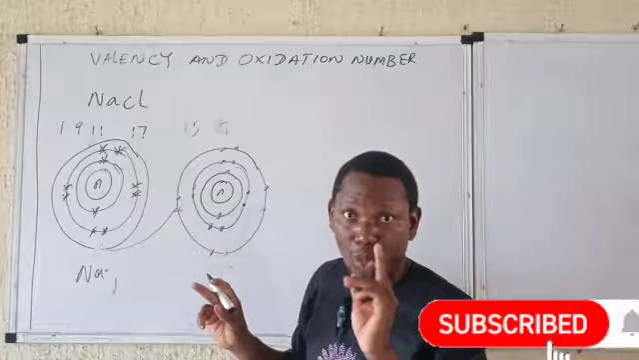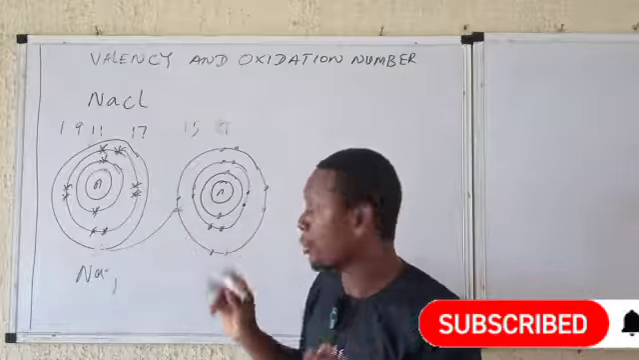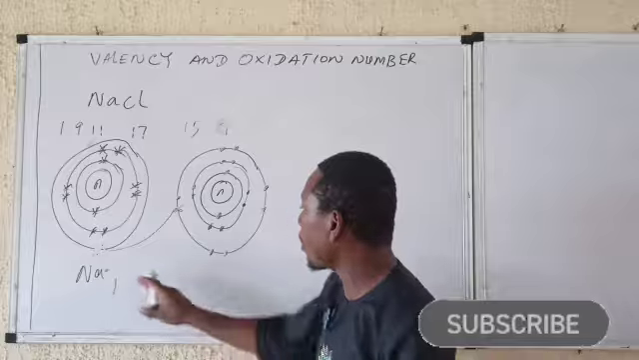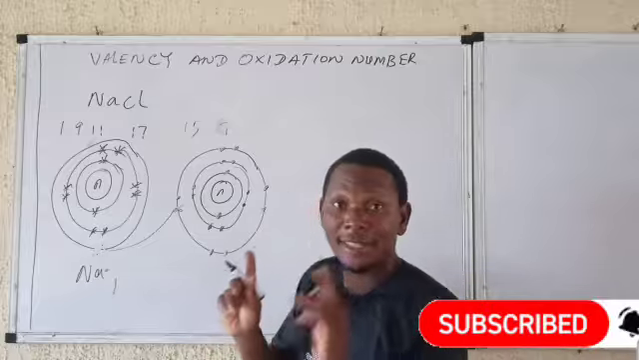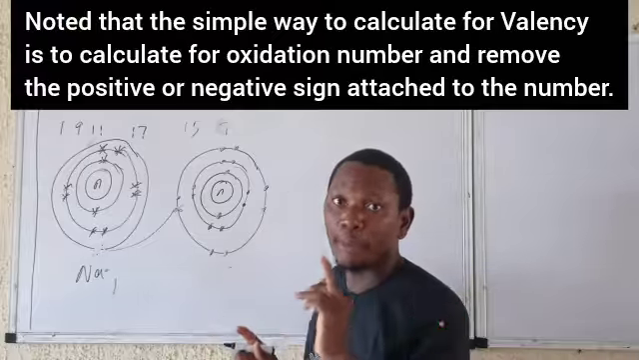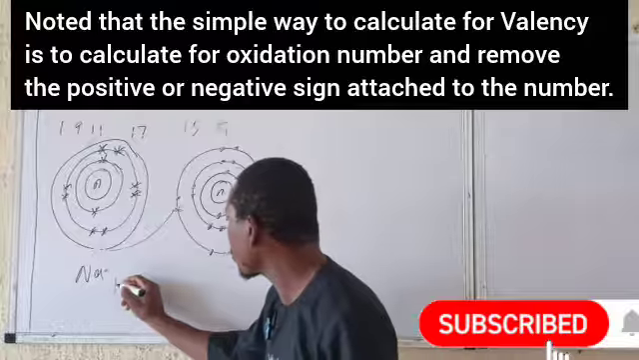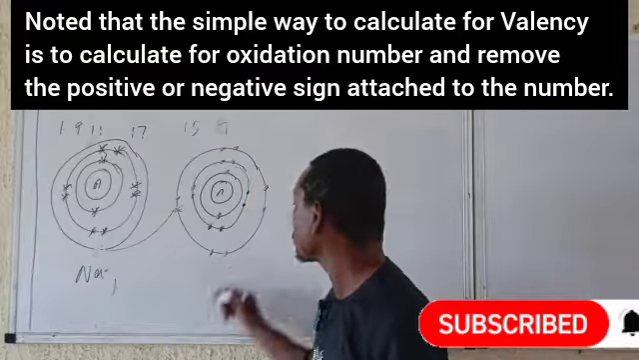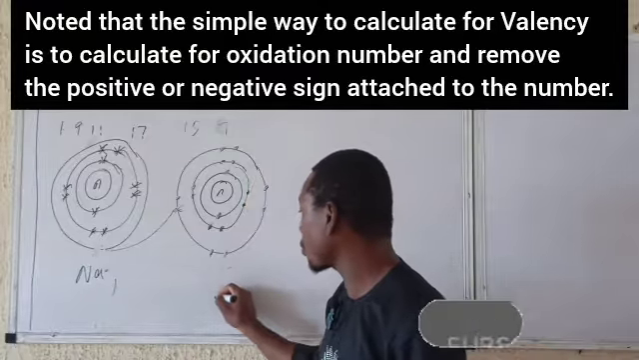Remember, they just lost 1 electron, and this one gained 1 electron, which is single. So we now have a situation where we have +1 here and -1 here. Single number of bond is what? A single bond. So we now have the valency of this is actually 1. If you are asked about the valency of this, it's also 1.